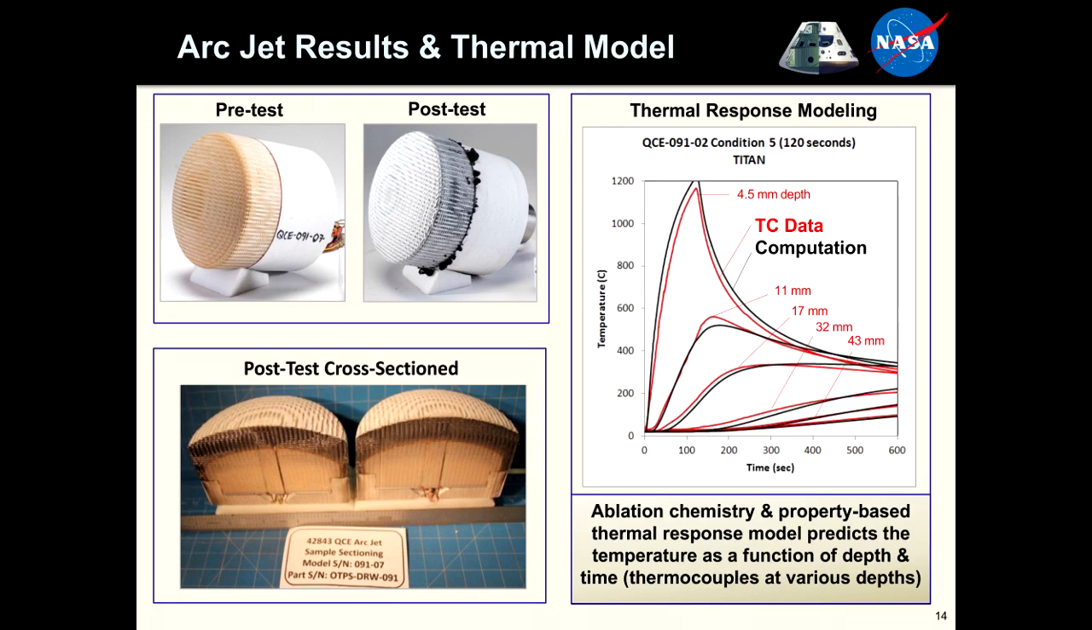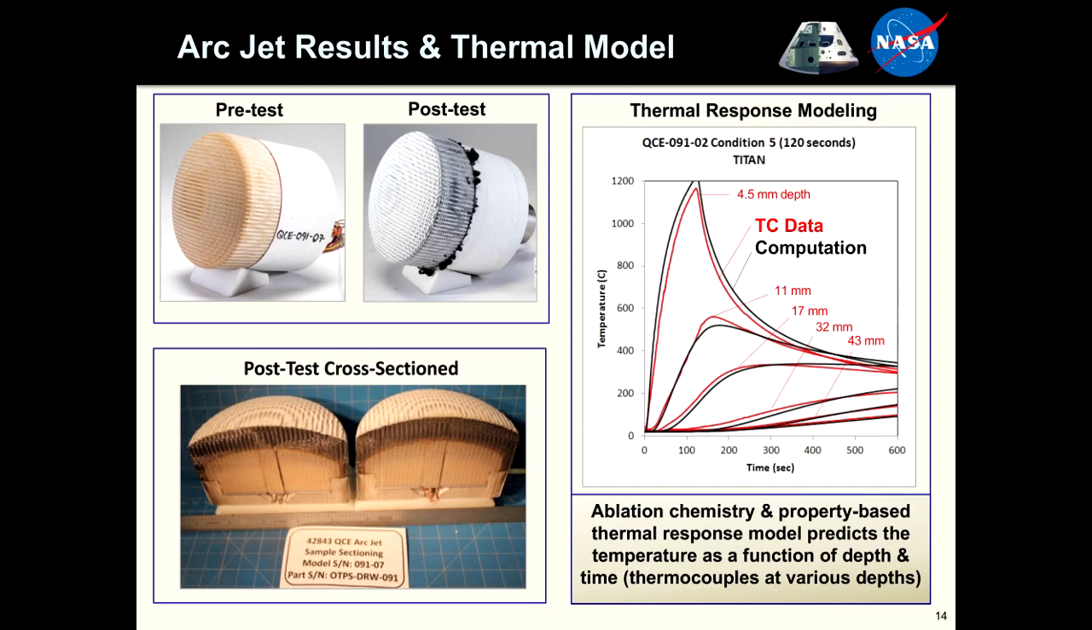You can cross-section these post-test articles, cut them in half, and you can see the char layer that's developed towards the top. You can also see in this picture, I hope, there's a 1/2 inch diameter instrumentation plug in these. And in that plug, we have thermocouples embedded at various depths, so we can characterize the temperature as a function of time and depth in the material as we do an arc jet test, and that's very important.